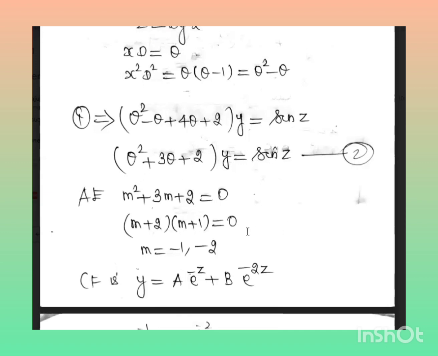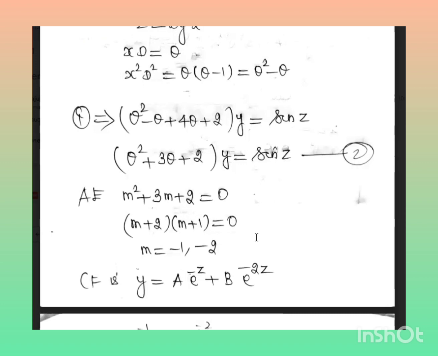First you have to find the auxiliary equation: m square plus 3m plus 2 is equal to 0. We have to factorize this. M plus 2 into m plus 1 is equal to 0. M is equal to minus 1, minus 2. So the two roots are different.